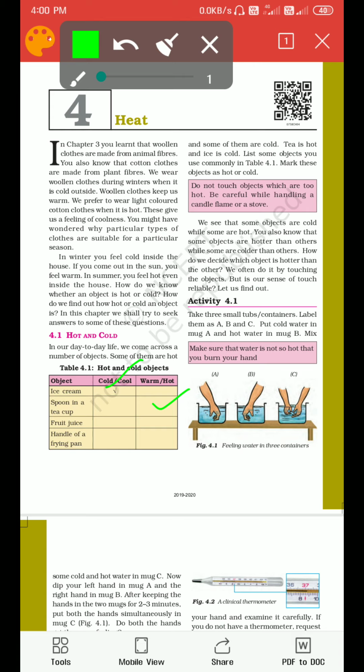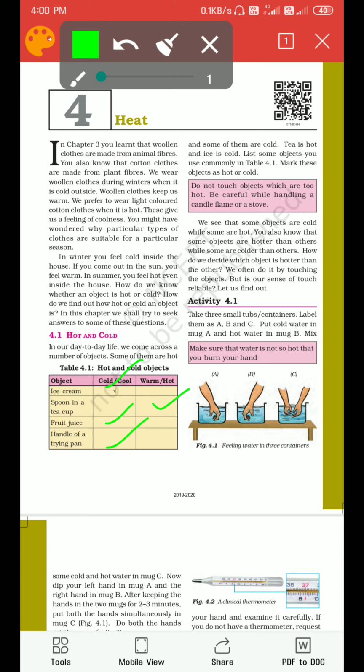Fruit juice. Is it hot or cold? It is cold. The handle of a frying pan. See students, the handle of a frying pan will be cold, because if it were hot, it would not be possible to cook the food by holding it. So it should be cool.